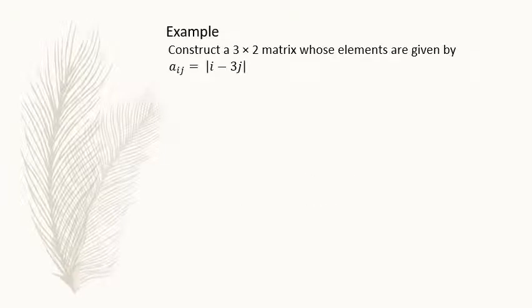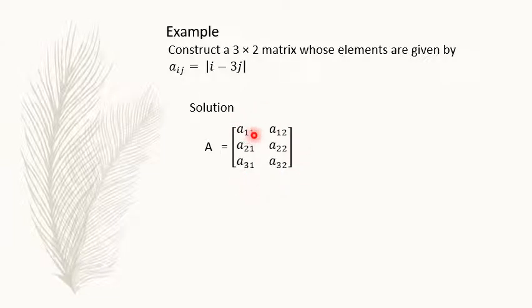So here is an example. Construct a 3 by 2 matrix whose elements are given by the formula. So this is the formula: Aij equal to modulus of i minus 3j. So here we need to construct a 3 by 2 matrix. A 3 by 2 matrix consists of 3 rows and 2 columns. So this is the general form, or this is a notation.